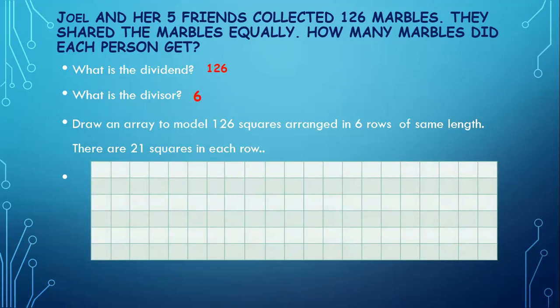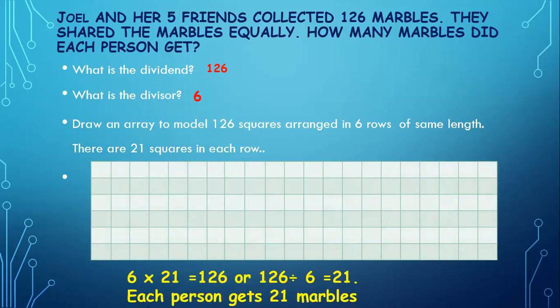So what will be the quotient when you divide 126 by 6? You will get 21, or 6 times 21 equals 126. So this is a multiplication statement, or you can say the related division statement, which is 126 divided by 6 equals 21. So each person gets 21 marbles. Understood how to solve this? One method is to draw an array.